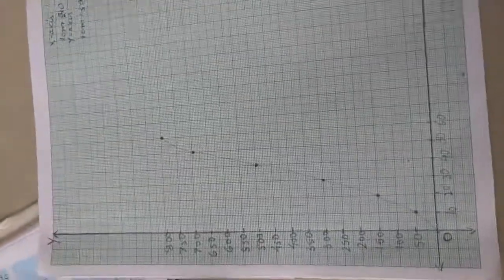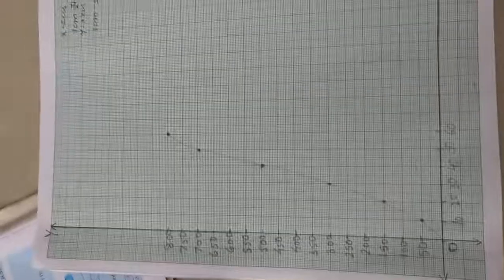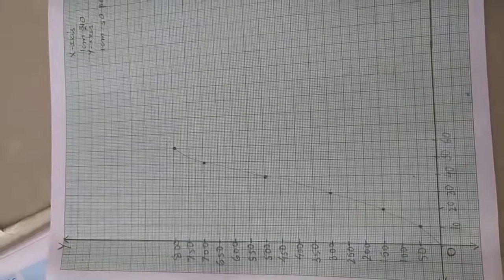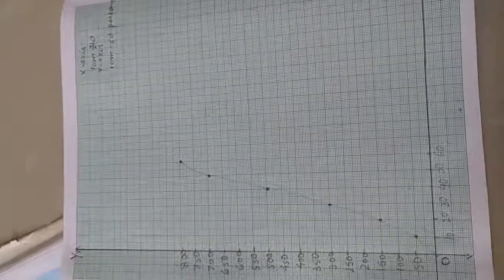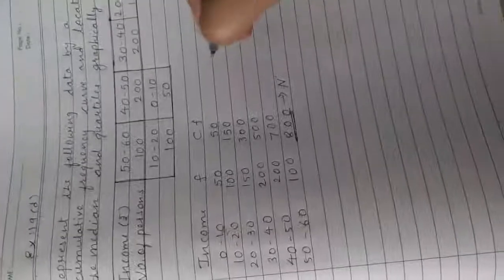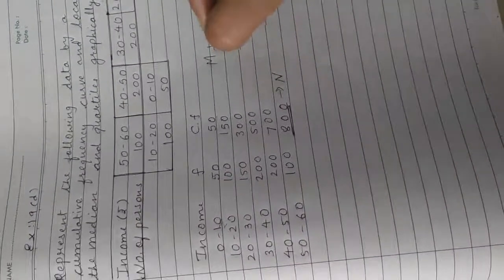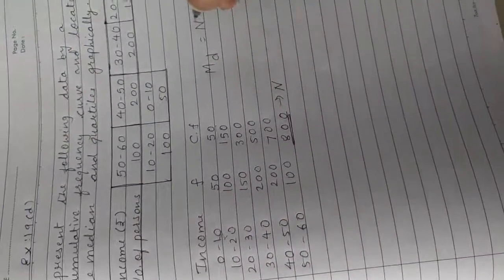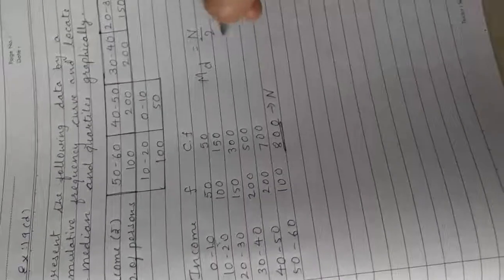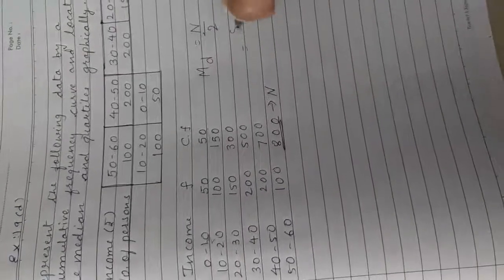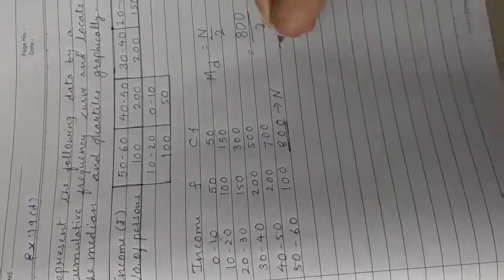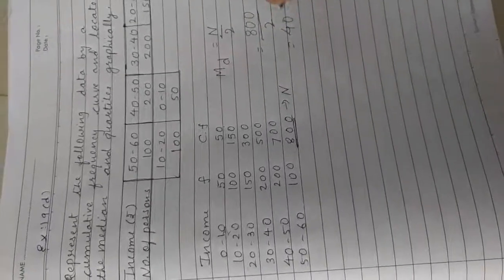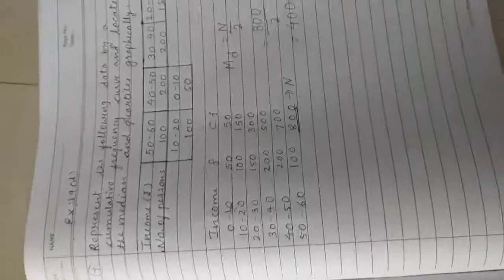Now, the question is you have to also find the median. So to find the median, first of all, we have to calculate here. On the right side of your page, you write here median is equal to n by 2. This is the formula. So n value is 800 here. So 800 by 2 will be 400. So 400 is your median here.